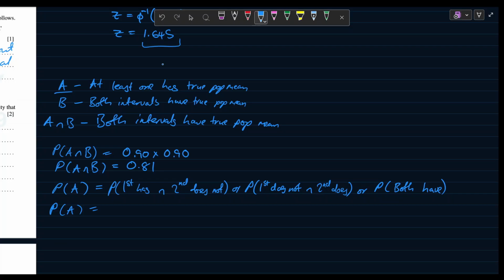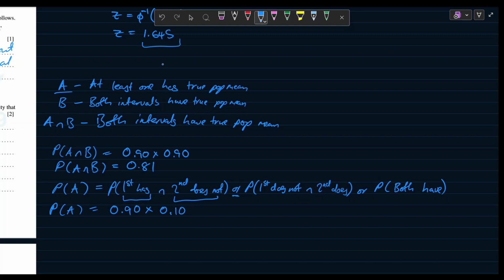So the probability of the first interval having the true population mean, since it's a 90% confidence interval, is 0.9 times the second not having. So if we are 90% confident that it has the true population mean, it means that there's a 10% chance that it does not. So it would be times 0.10.